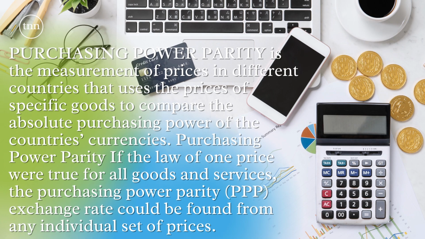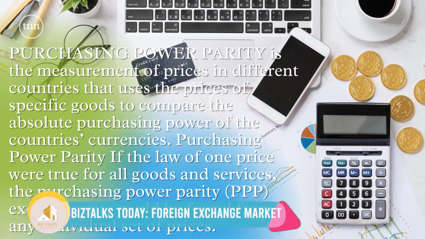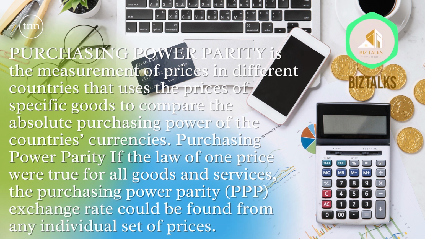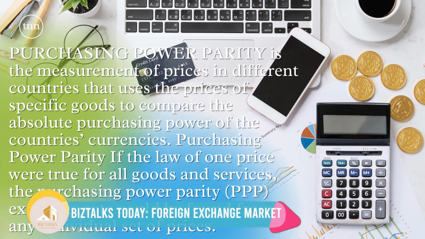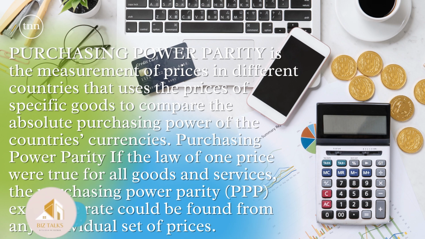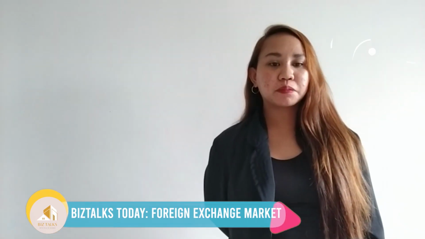The second one is purchasing power parity. It is the measurement of prices in different countries that uses prices of specific goods to compare the absolute purchasing power of countries' currencies. If the law of one price were true of all goods and services, the purchasing power parity exchange rate could be found from any individual set of prices by comparing the prices of identical products in different currencies. It would be possible to determine the real or PPP exchange rate that would exist if markets were efficient.